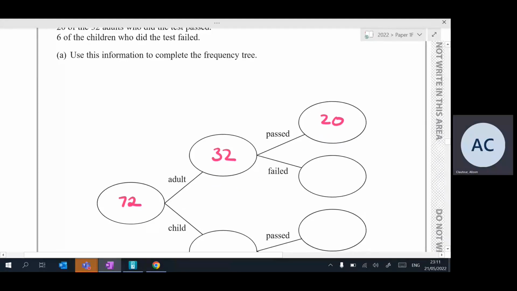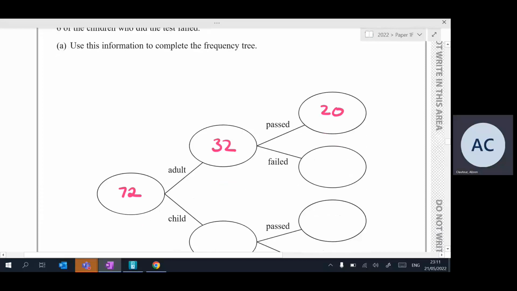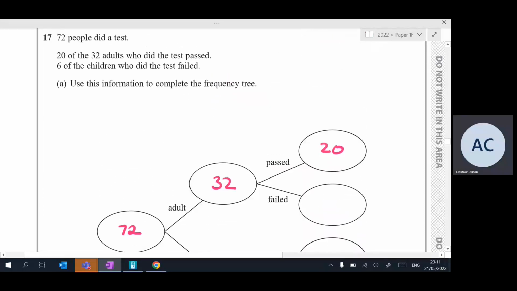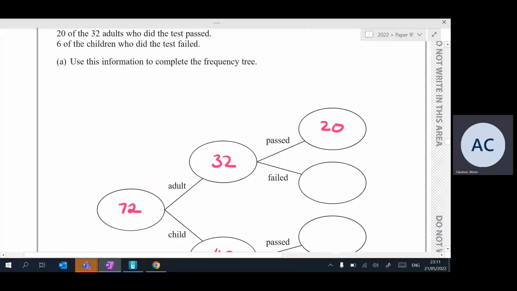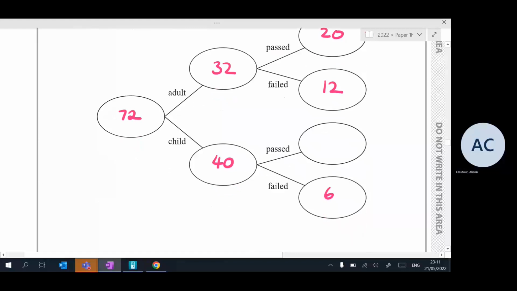I'm just putting all the information from the question onto this diagram. 6 of the children who did the test failed. 6 children failed. So we just need to fill in the gaps now. So if there's 32 adults and 72 people together, if I take those away from each other, that means I'm left with 40 children. If I do the same up here, so I had 32 adults, 20 passed, that means that 12 failed to make up to 32. If I've got 40 children and 6 failed, then I need another 34 to make up my 40 children.